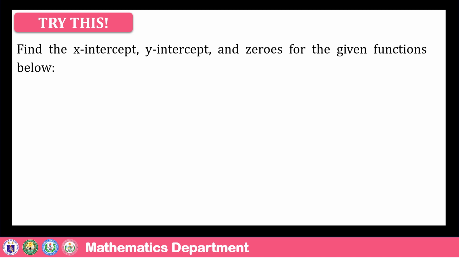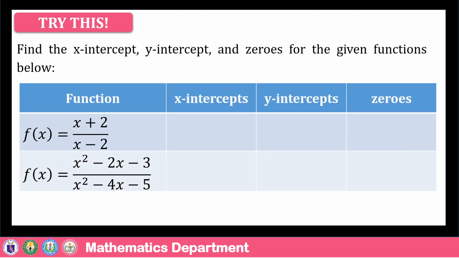Para sa last part ng video lesson na ito, please try to answer the following. Find the x-intercept, y-intercept, and zeros for the given functions below. The first function is f of x is equal to (x plus 2) over (x minus 2). The second function is f of x is equal to (x squared minus 2x minus 3) over (x squared minus 4x minus 5). Start.